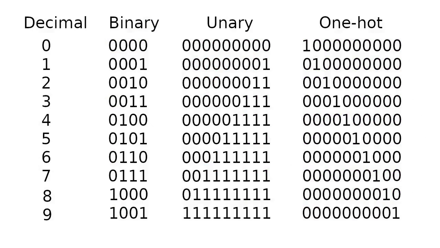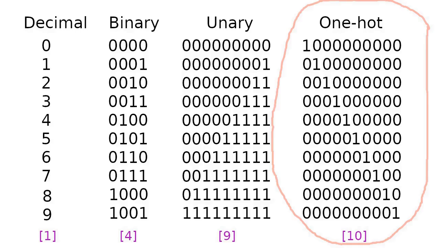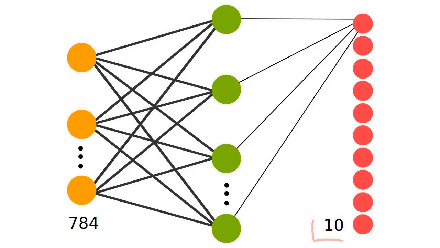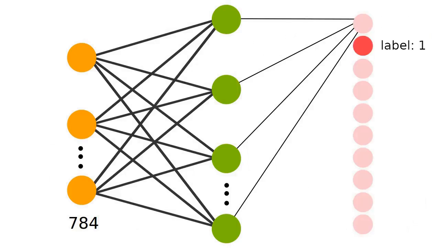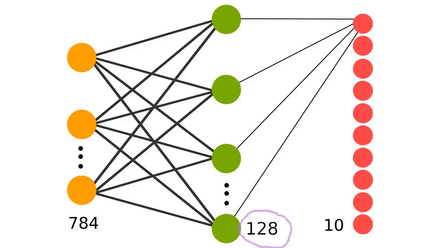Decimal encoding requires 1 unit to output numbers 0 to 9 for the labels. Binary encoding necessitates 4 units, unary encoding requires 9 units, and one-hot encoding needs 10 units. One-hot encoding is typically preferred for single-label multi-class classification tasks. So we choose 10 units for our model. We also choose 128 units for the hidden layer.